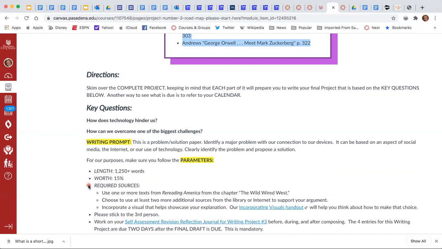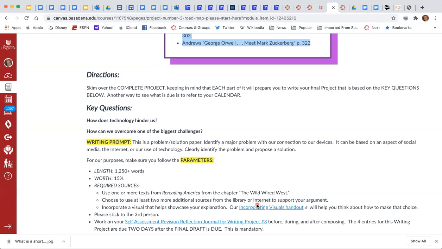Let's now talk about the required sources that you need to use. I would like you to use one or more texts from the chapter entitled The Wild Wired West. Quite a tongue twister there. So what that means is if you want to choose a different text than I have assigned you, you are more than welcome to do so. I would like you to choose at least two more additional sources from the library or the internet to support your argument.